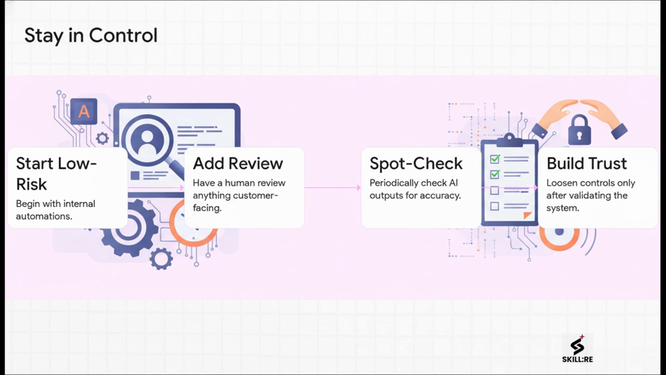So how do you stay in the driver's seat? It's simple. First, start with internal stuff, where the stakes are low. Second, and I can't say this enough, build a human review step for anything a customer is going to see. Third, check in on the AI's work every now and then to make sure it's still doing a good job. Only after you really trust the system should you even think about loosening up the controls.